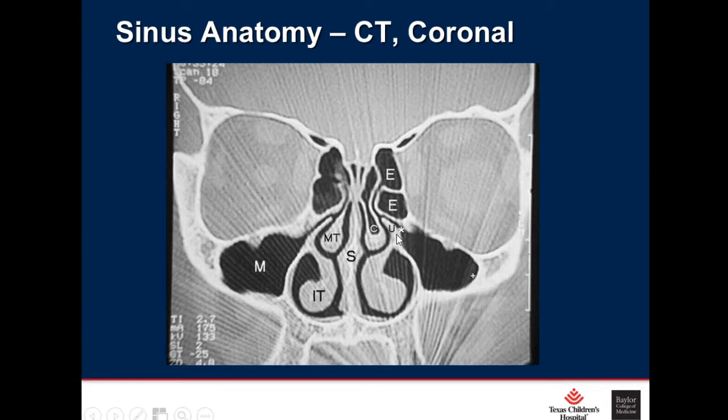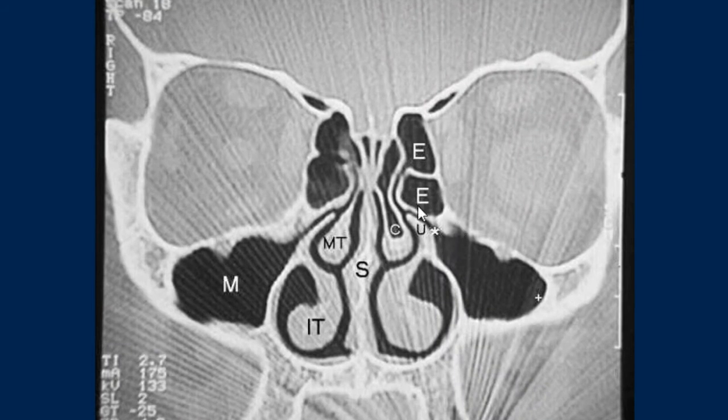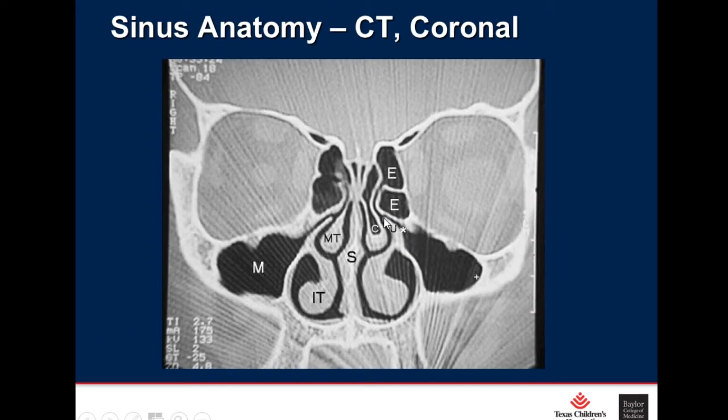The U with the asterisk here represents a very special area. U stands for uncinate process, and it lies right in what we call the middle meatus, the area housed by the middle turbinate. And that area is very important because the three adult sinuses shown here, frontal, ethmoid, and maxillary sinuses, all drain into this port.